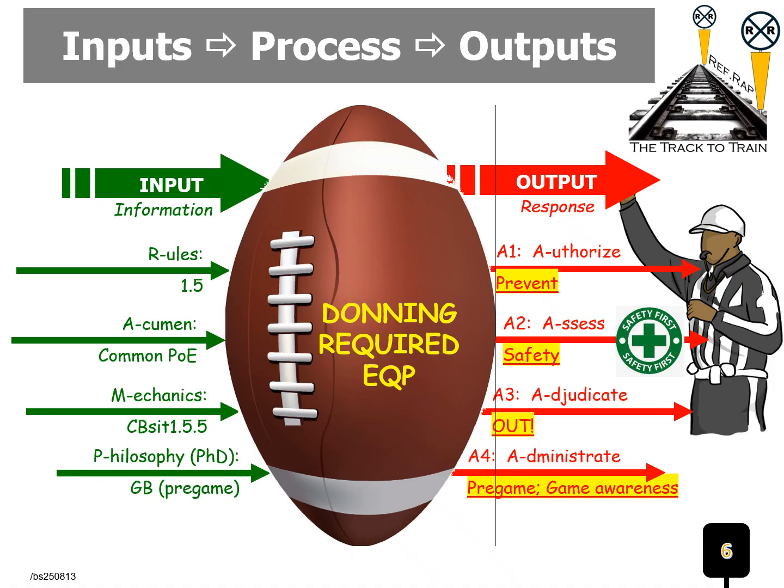The outputs, which would be our response, or our decisions that we are making, are the 4 A's: authorize, assess, adjudicate, and administrate. Specifically for equipment donning, they are: how do you prevent illegal equipment in the first place? Always making sure that you maximize safety and minimize any type of risk.